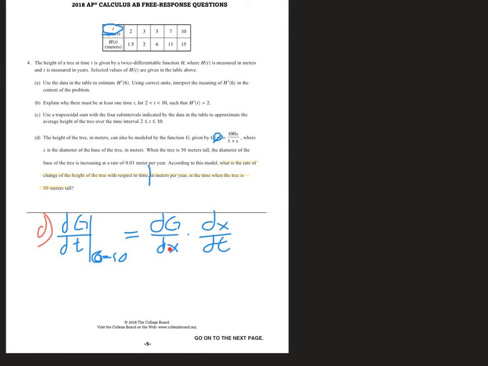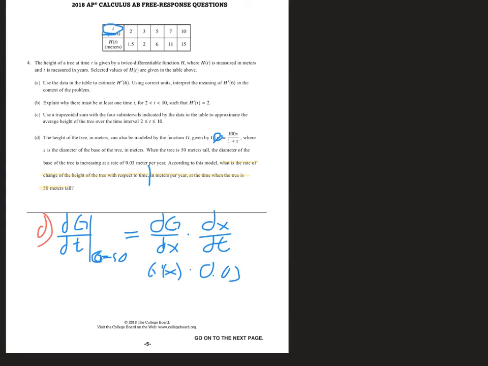So dg dx, again, is just g prime of x. We could write it that way. And then dx dt is given to us: at this particular time that I care about, when the tree is 50 meters tall, the diameter of the base is increasing at a rate of 0.03 meters per year. So x represents the diameter of the base, and it's changing at 0.03 meters per year. I can just drop that right in there.